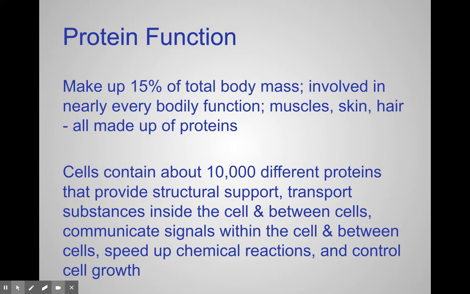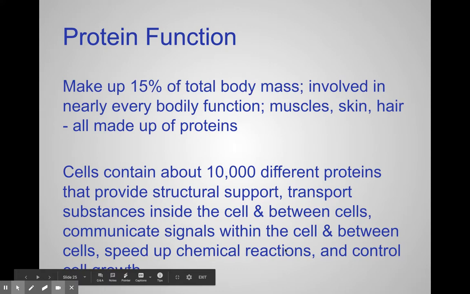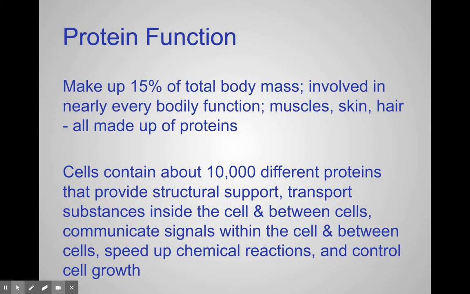Cells contain about 10,000 different proteins that provide structural support. They transport substances inside the cell and between cells. They communicate signals within the cell and between cells. They speed up chemical reactions, and they control cell growth. So, like an enzyme, that's a protein, remember? Enzymes speed up chemical reactions. So proteins are extremely, extremely important to the body and its functions.